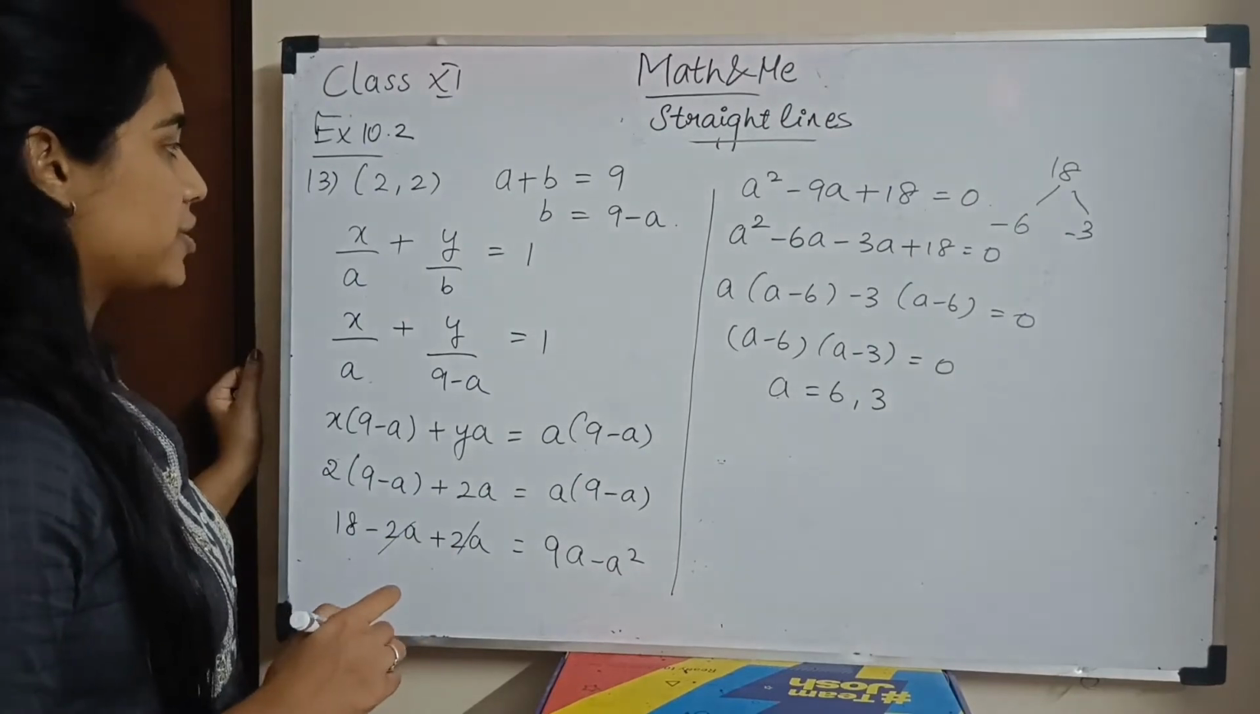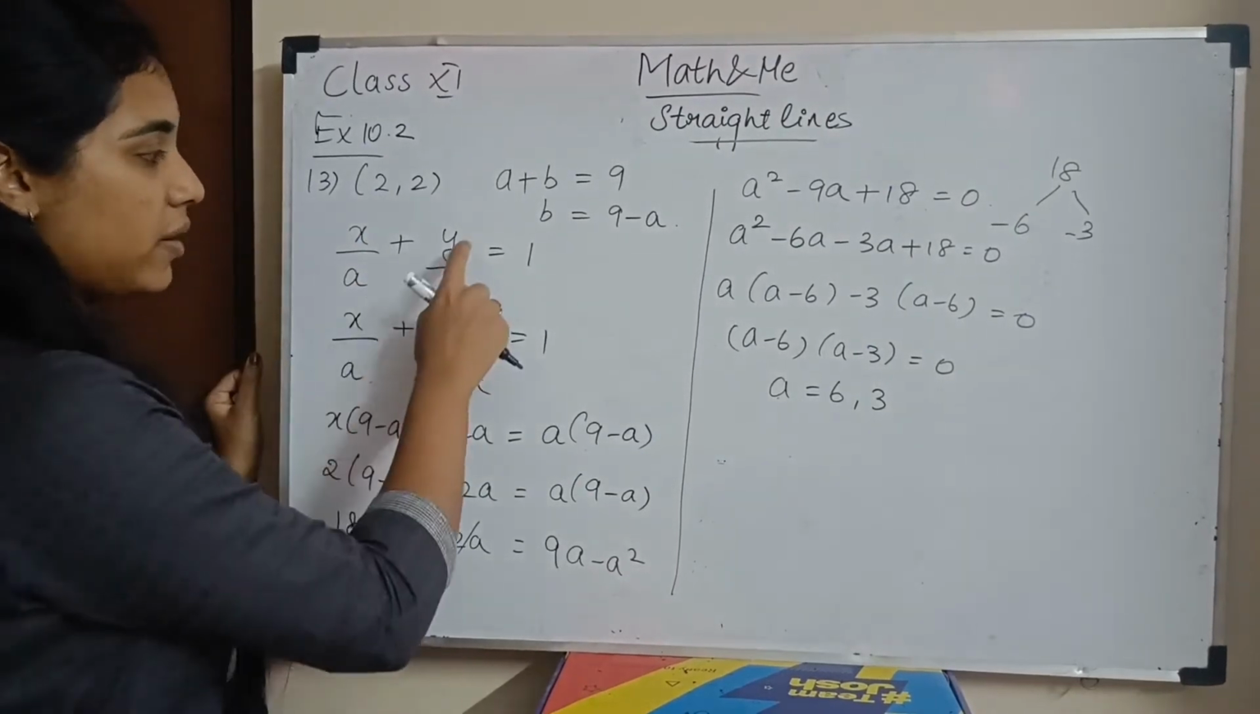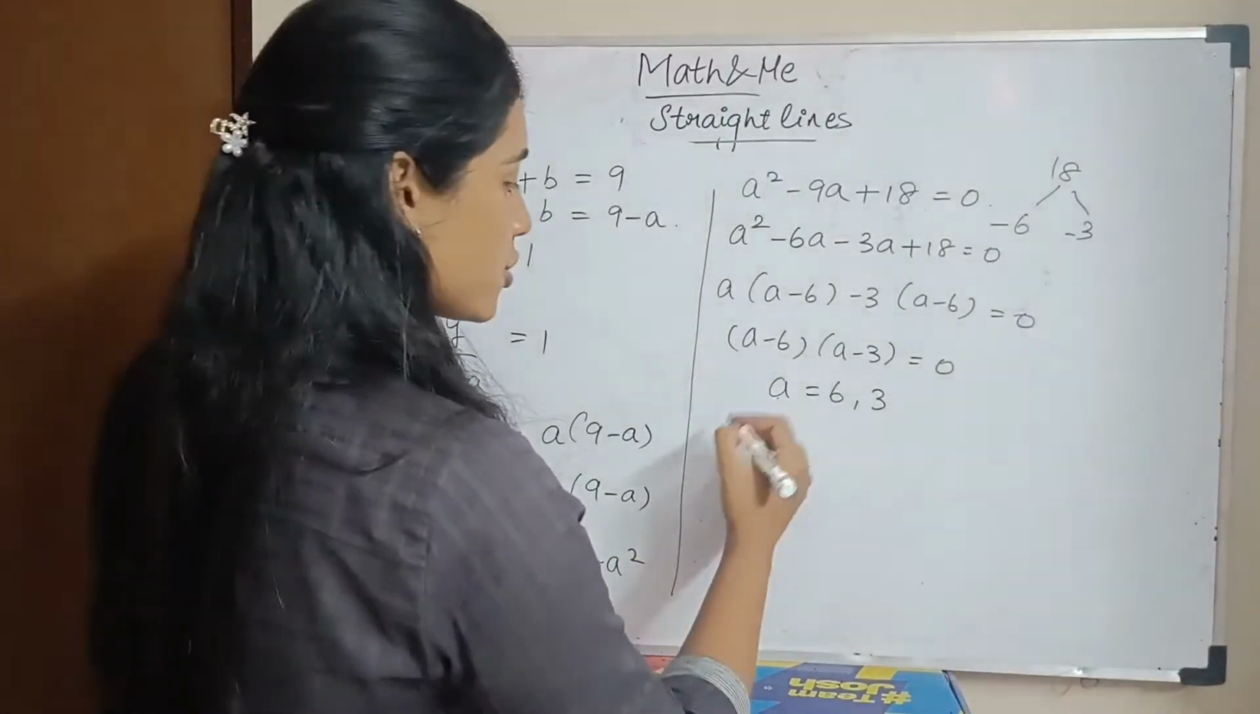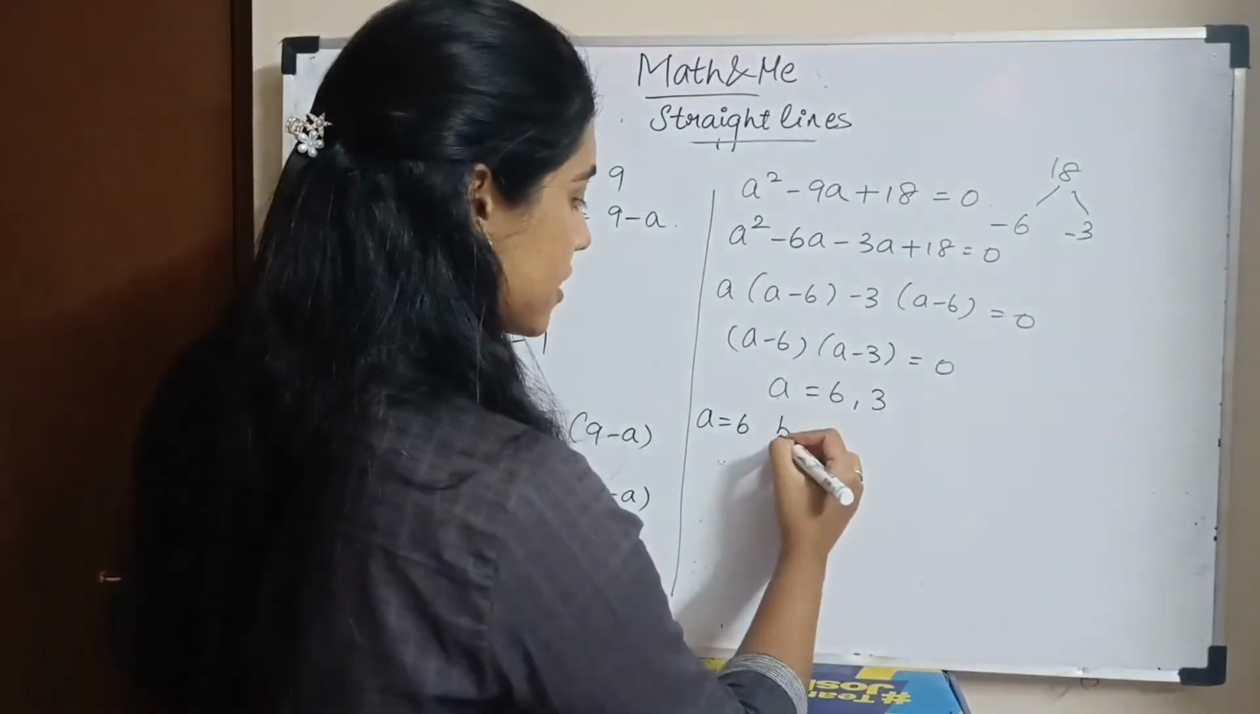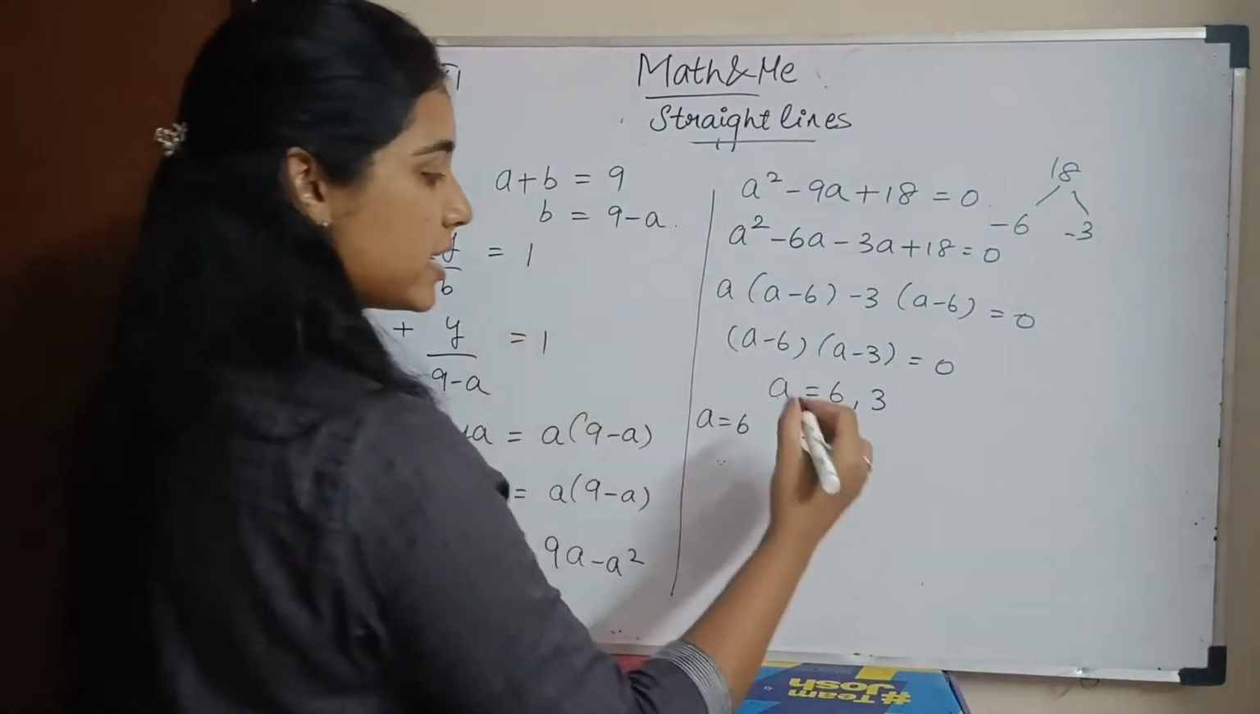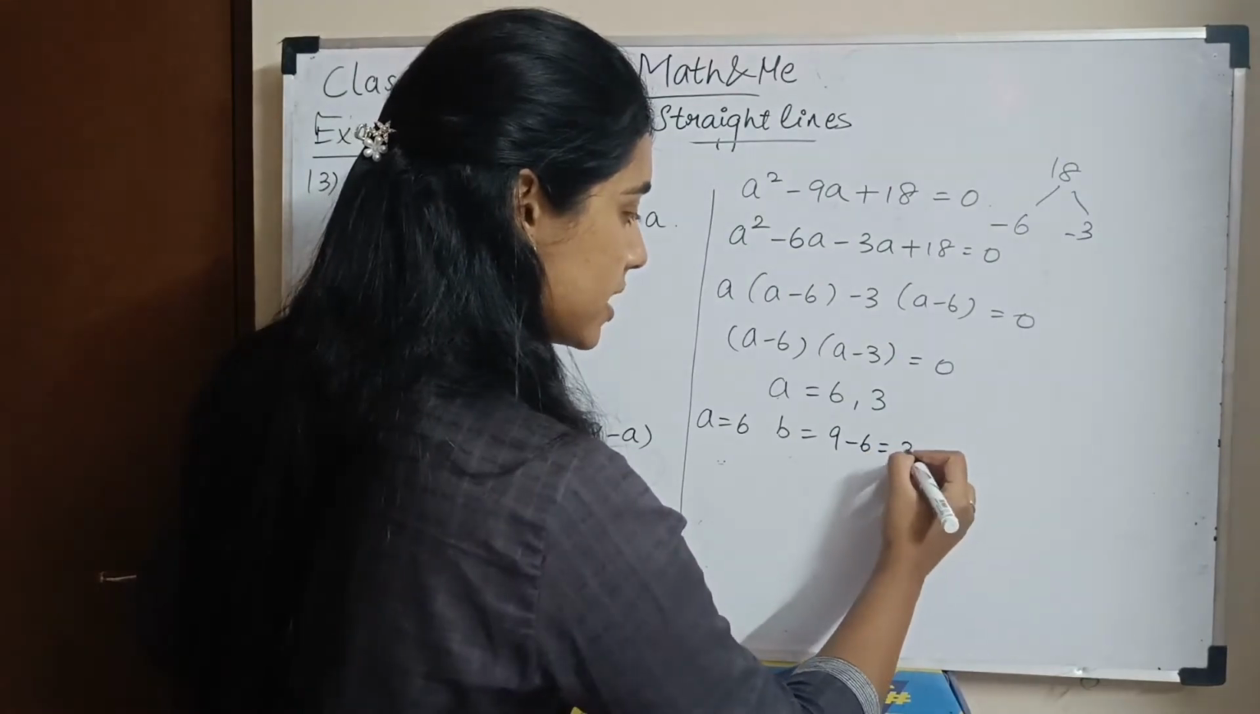So what is your equation? It is x divided by A plus y divided by B equals 1. So if A equals 6, then your value of B is 9 minus 6, which is 3.